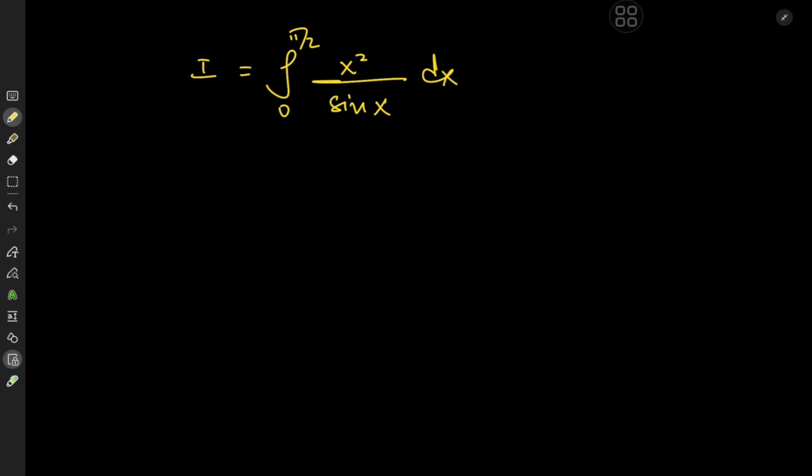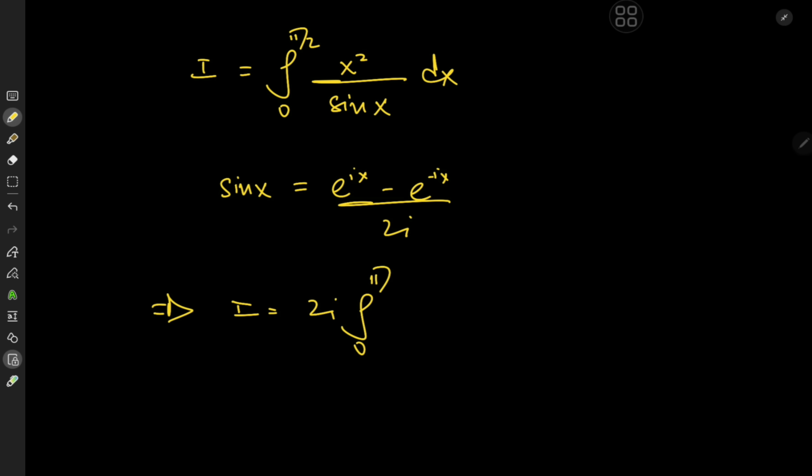We have the sine function here, and this thing has a really cool definition in the complex realm. Recall that sine x is defined as e to the ix minus e to the negative ix over 2i, which implies that I here can be expanded as 2i times the integral from 0 to pi over 2, x squared over e to the ix minus e to the negative ix dx. Now that looks like a Maths 505 integral. But the question is now, how on earth are we going to solve this thing?